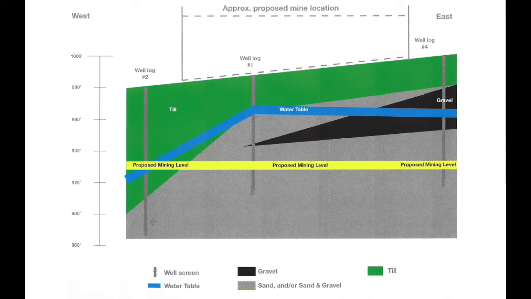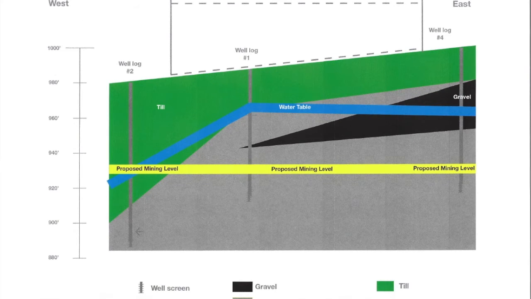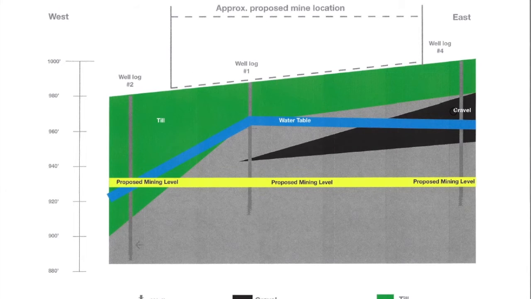Okay, here I've just colored in the layers so they'd be easier to see. Here's the till, the clay-rich material that's fairly impermeable. Here's the sand or sand and gravel in the gray, and this is material that conducts water or is an aquifer. And here's the gravel. This is all just based on the logs from the water wells. And then I just connected the water levels in the wells and added the proposed mining level.